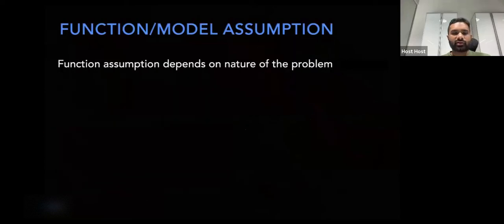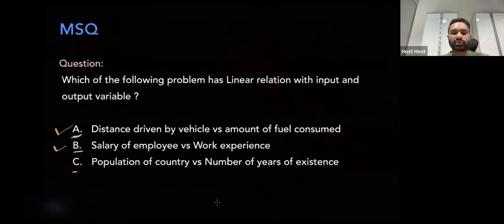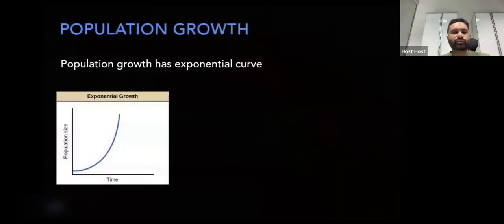But in this particular case, dy by dx depends on the current population. So it is not a linear relationship. Which function has a dy by dx proportional to the input? So if you consider a hypothetical function e to the power x, now let's say y is equal to e to the power x. Y demonstrates the size of the population, x demonstrates the time for which the country has been in existence.